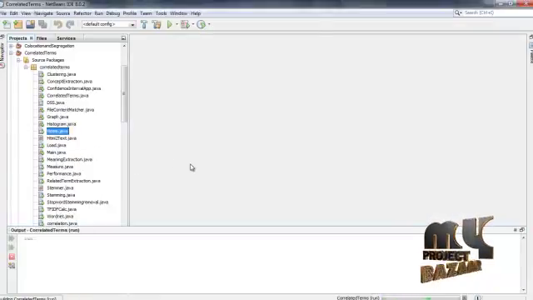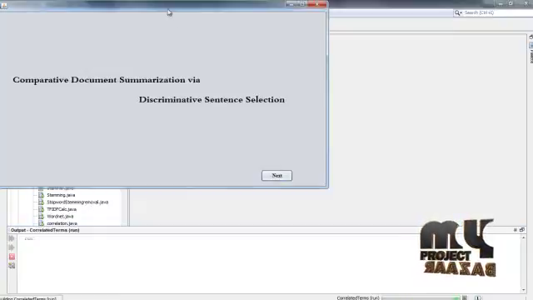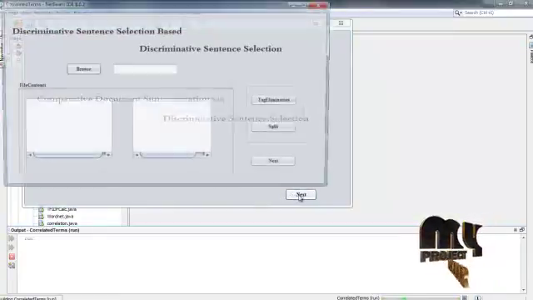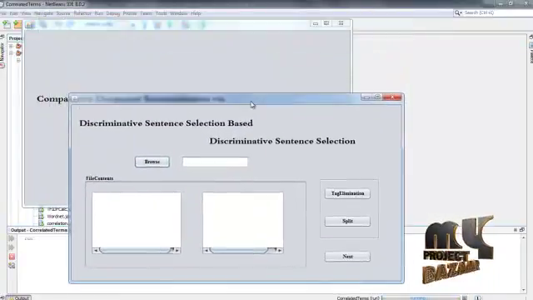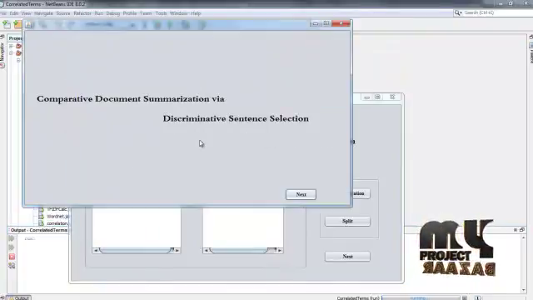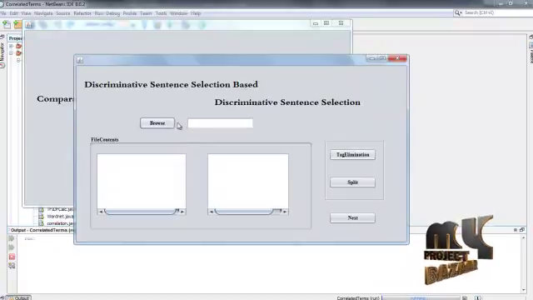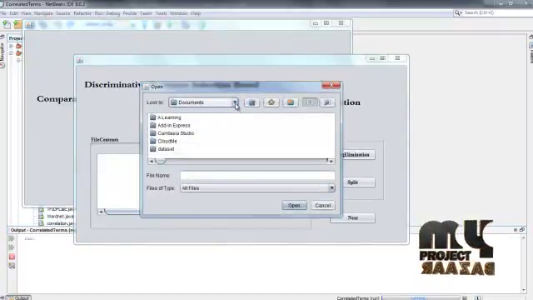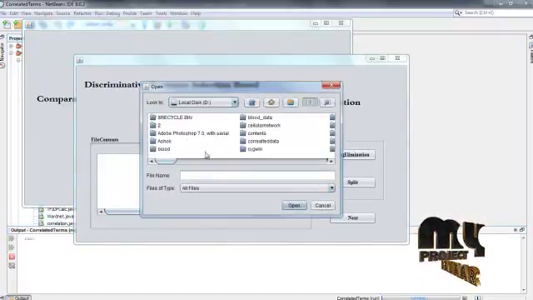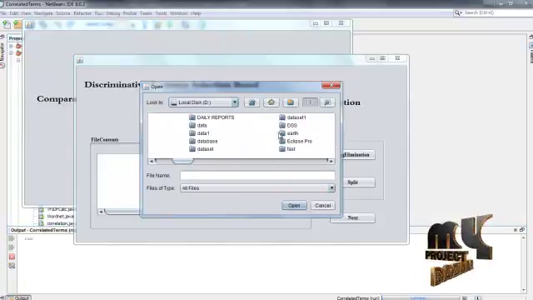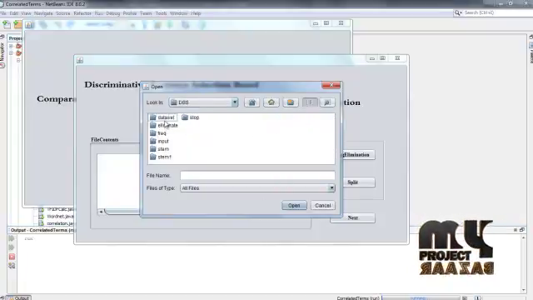First I am going to start with home.java. Our project title is Comparative Document Summarization via Discriminative Sentence Selection. Next I am going to browse for a dataset, that is the input data. I have collected the Reuters dataset, that is newsgroup data. I am going to choose any one of the data among these.